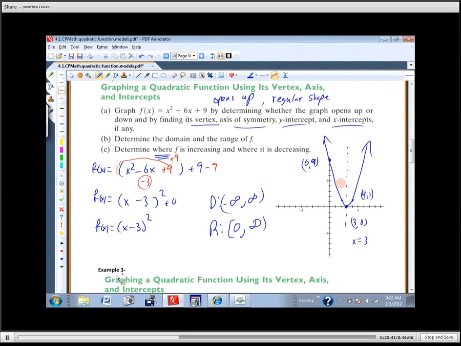Okay, so this is part B here. Let me switch colors again, and this is going to be C. We want to know where it's increasing, and we want to know where it's decreasing. So go ahead and write down where it's increasing, and write down where it's decreasing. Increasing and decreasing. It's coming down all the way here, and then it starts going up. So it's going up right here. It's increasing on what interval?